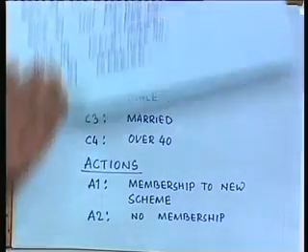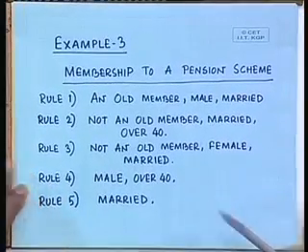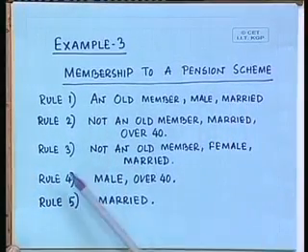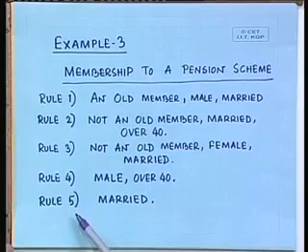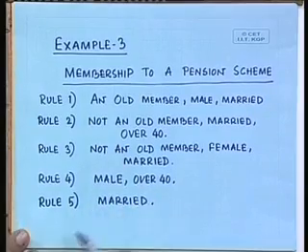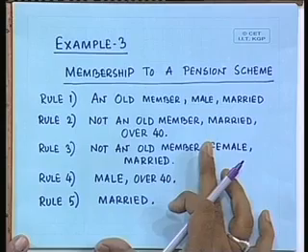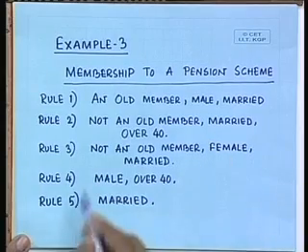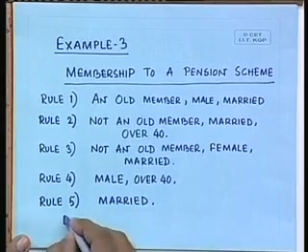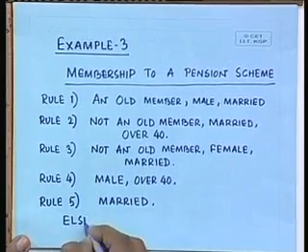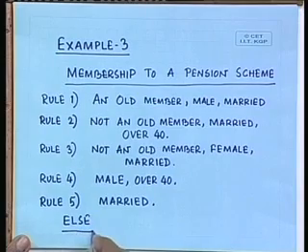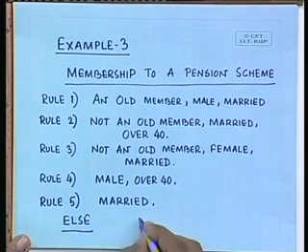Look at these 5 rules. What we have said is membership to a pension scheme, rule 1 to rule 5, but we have not said what happens if not. We have not said that. Let us say this now specifically: else. So else is also a rule.